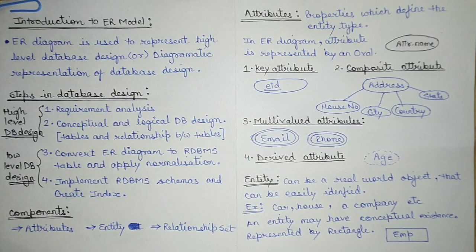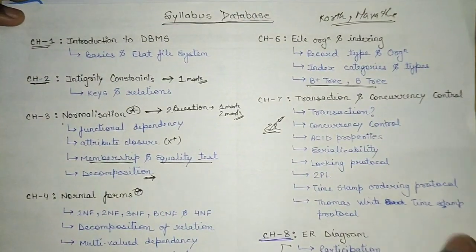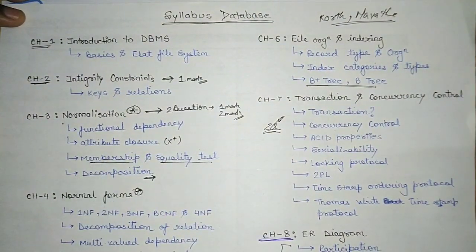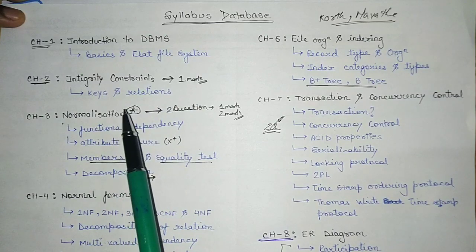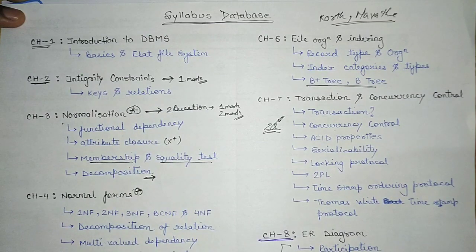So according to the syllabus, we have completed these 5 chapters: introduction of database, integrity constraint, normalization, normal form and queries. So these 5 chapters have been completed, and if you have not checked any of these chapters, go to the playlist and you can easily find the videos over there.